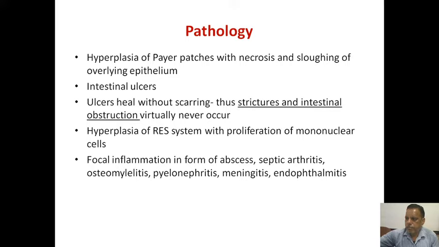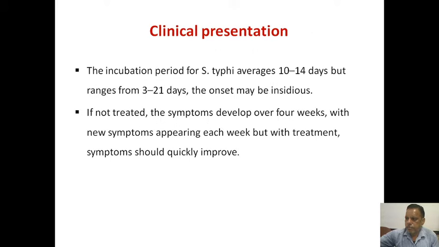So if you remember, typhoid stands for the tie that is longitudinal. So the ulcers are typically longitudinal ulcers. So this is the gut wall, the longitudinal ulcers. When they fibrose, they do not cause stricture like this. So they are longitudinally placed. So no strictures are seen in typhoid. You can compare that with tuberculosis, where strictures are more common. And there might be focal inflammation in the form of abscess, septic arthritis, osteomyelitis, pyelonephritis, meningitis, and endophthalmitis.